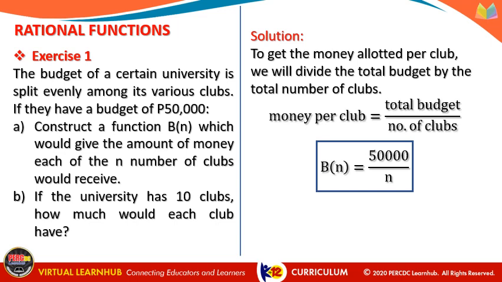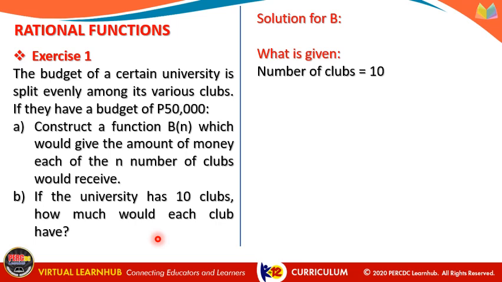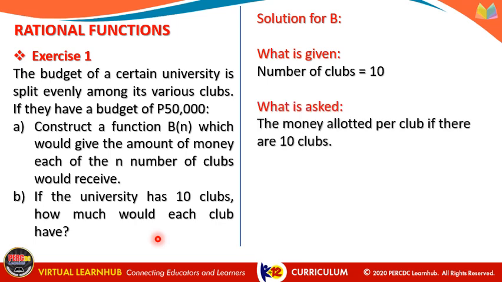Let's now go to the second question. So, anong sabi sa second question? If the university has 10 clubs, how much would each club have? Kapag daw may 10 club yung university, magkano ngayon ang matatanggap ng bawat isa? Again, what is given? Alam natin ngayon na sa university natin, 10 yung club. Ano ang gustong kunin ng tanong? Magkano ang matatanggap ng bawat club kung yun nga 10 silang lahat?